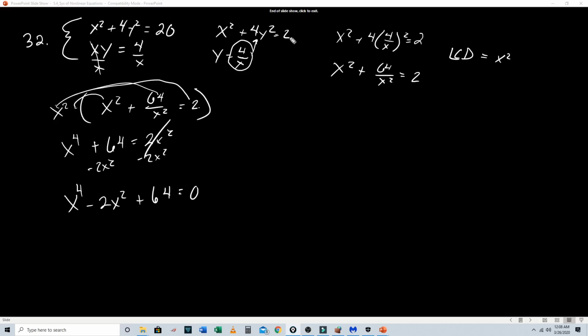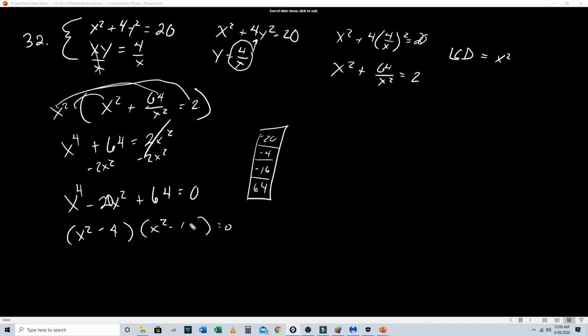Oh, sorry, this was 20, not 2. So 20 minus 20, 64. Okay, that's much better. I was wondering how I was going to do that. This happens to factor down to x squared and x squared, and you can do your box method to figure out what goes here. Factors of 64 that combine to be negative 20, which happen to be negative 16 and negative 4. So negative 4, negative 16.